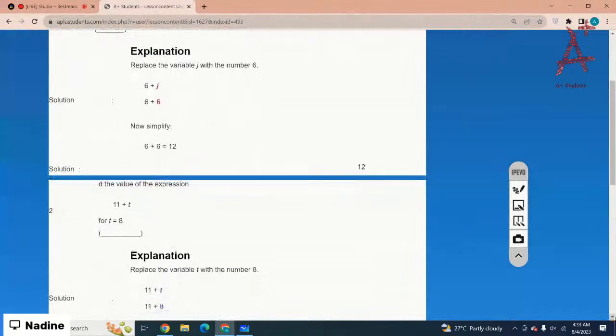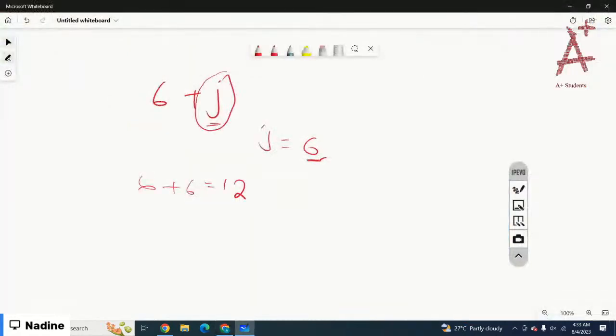The next one is to find the value of the expression 11 plus t, and t equals 8. So 11 plus t, you are given t equals 8. That means you have to replace the t with 8. So it would be 11 plus 8, and 11 plus 8 equals 19. Let's just start with the practice questions.